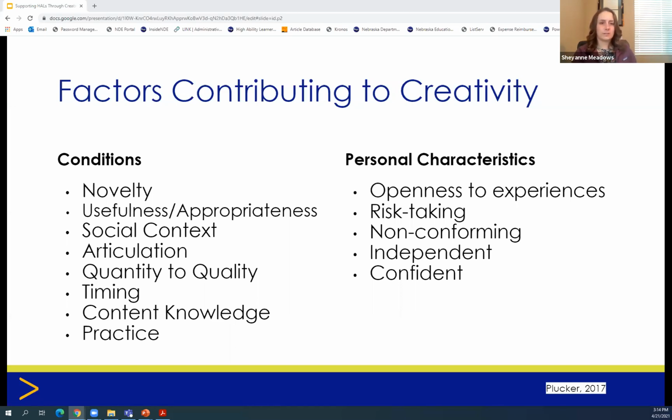And then some personal characteristics, kind of relating back to that last slide. They have to be open to new experience and risk-taking. A lot of times the students are non-conforming and independent, and they have that confidence in themselves. So those are more of the theoretical underpinnings of what we're going to talk about.